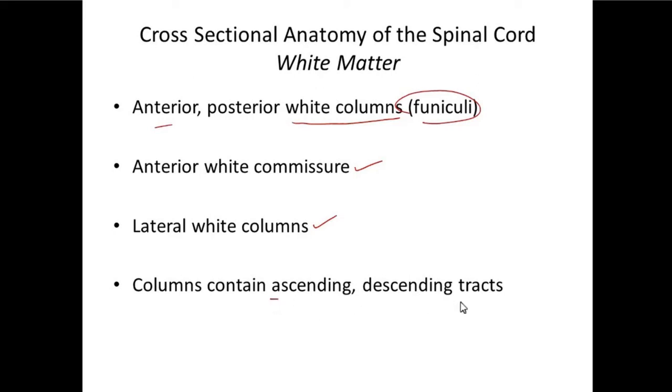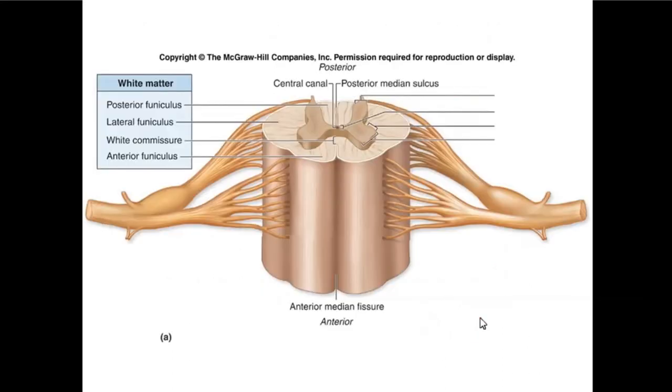What I want you to also keep in mind is that you have ascending and descending tracts. We're talking about what are tracts? Tracts are the axons. You find them within the spinal cord. Ascending tract is sensory information. Descending is motor. Okay, so we go here. Again, you have your posterior columns, anterior columns, anterior funiculi. Okay, and you also have here white columns on the lateral aspect of the spinal cord.